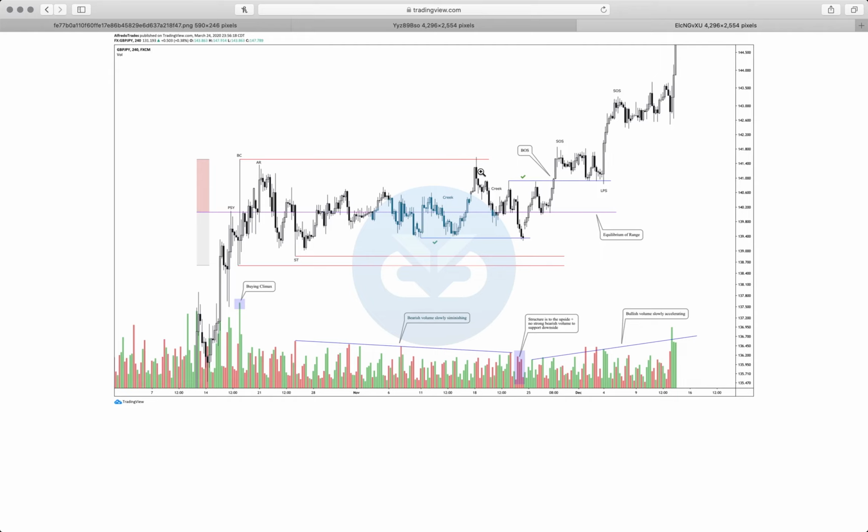Something to notice here too is the second creek, the one that took out equal lows. This structure to the upside, no strong bearish volume. So this is creating instability to the downside. This is just taking liquidity. It means price is taking too long and it's doing too much to push to the downside. That goes back to the law of effort.